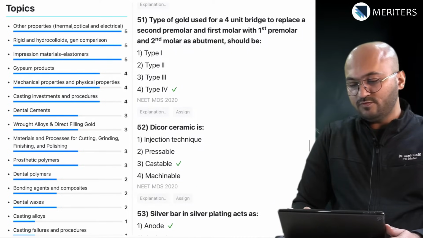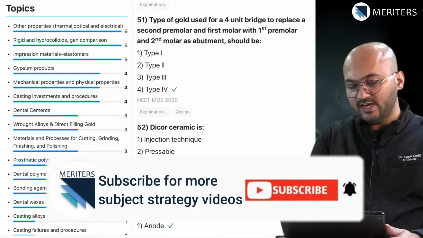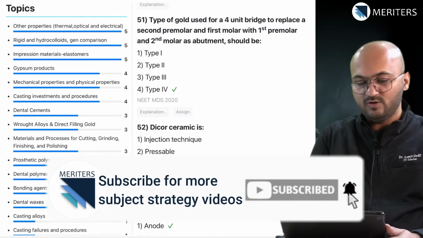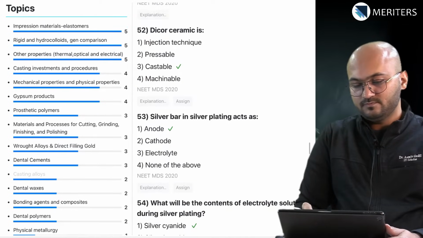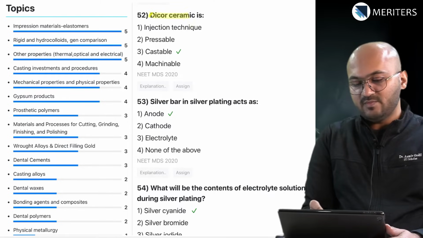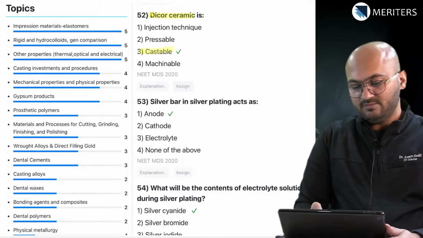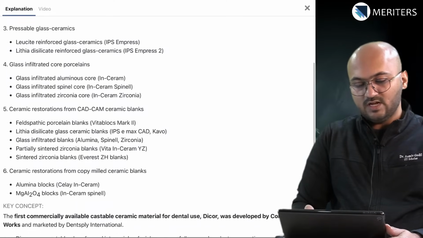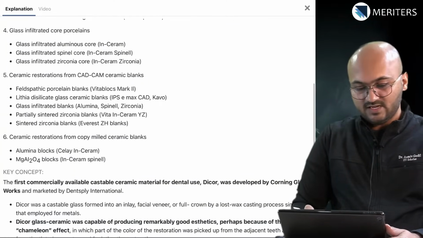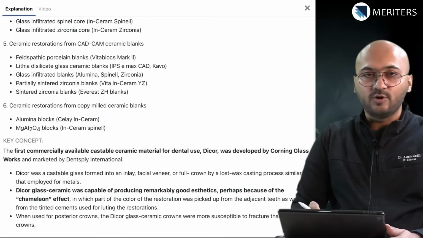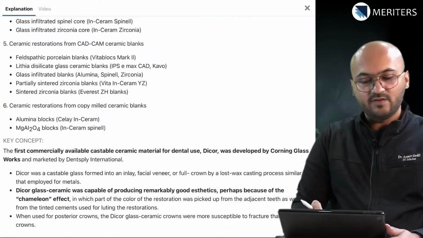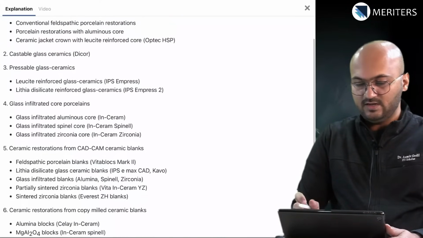The type of gold used for 4-unit bridge to replace a second premolar and first molar with first premolar and second molar as abutment. 4-unit bridge, type 4. Then die-core ceramic is an example of castable ceramic. These are all the different commercially available ceramic systems, and you can have more questions on these. These are very popular in the current practice. So I would recommend that you go through these in detail.